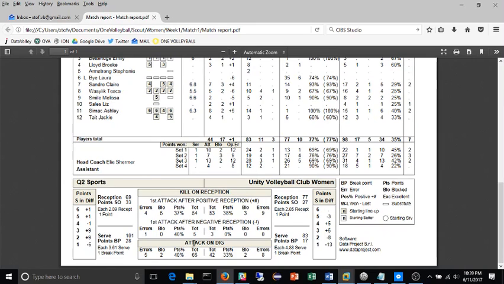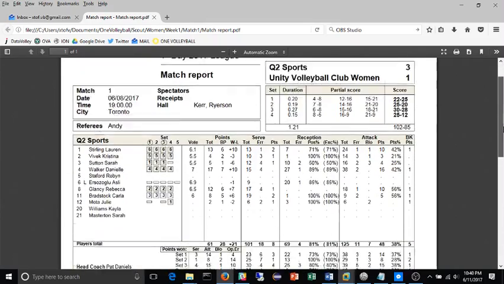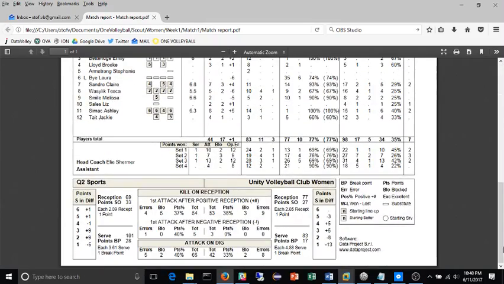There is no real separation between in-system and out-of-system when it's in transition, versus here, which is a 1 pass versus a 3 pass. So this information here should help you set up the next practice for your team.